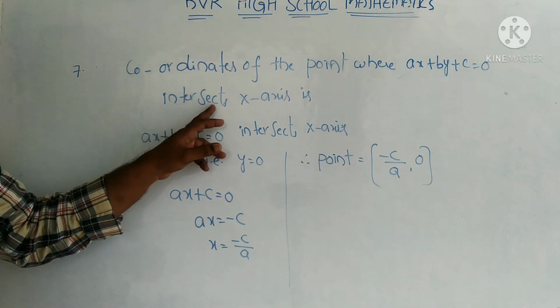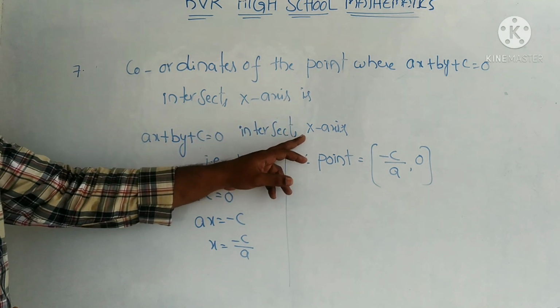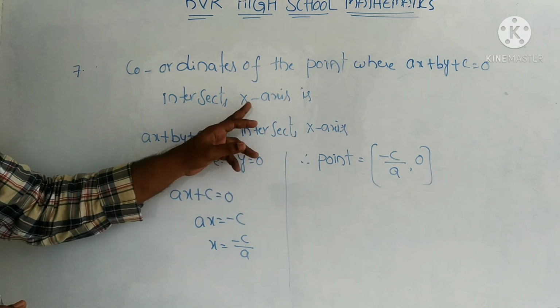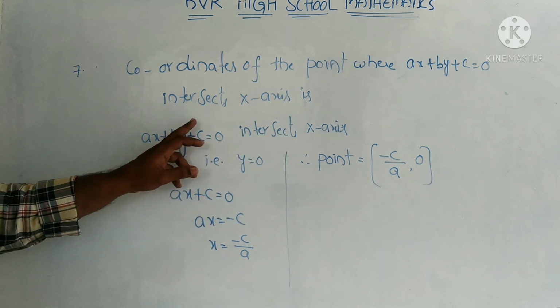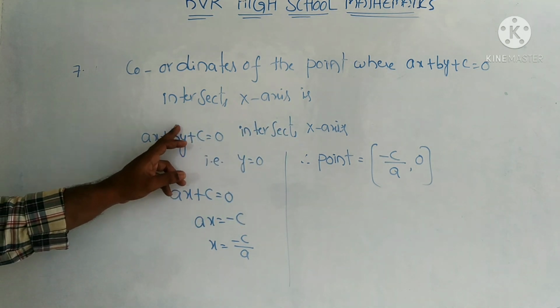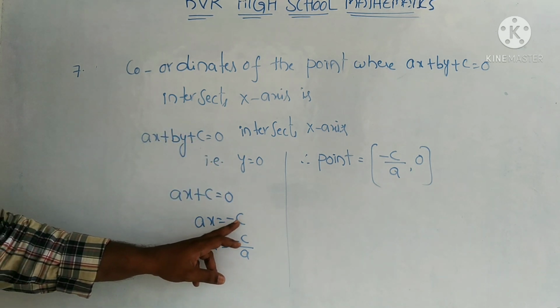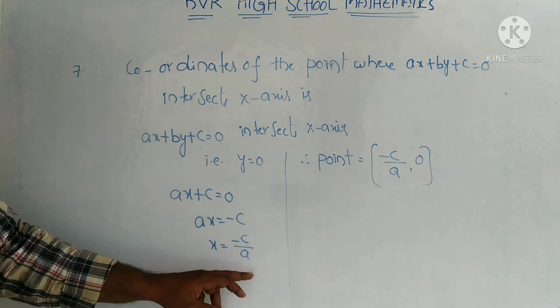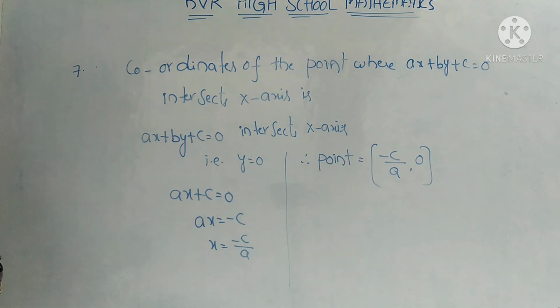So the given line intersects the x-axis. When it intersects the x-axis, the y coordinate must be 0. Suppose it intersects the y-axis, then the x coordinate is 0. Very simple. So with y equal to 0, ax plus c equals 0, then x equals minus c by a. So the required point is minus c by a comma 0.